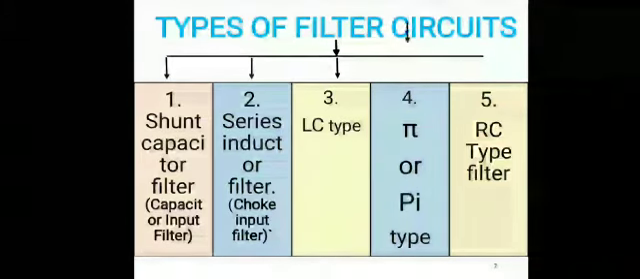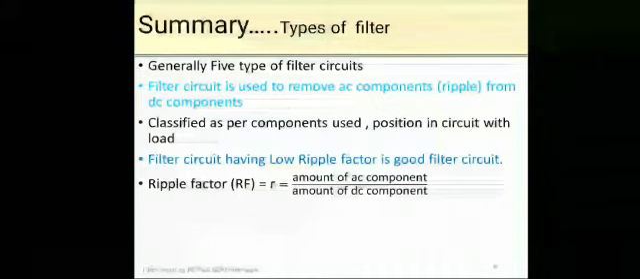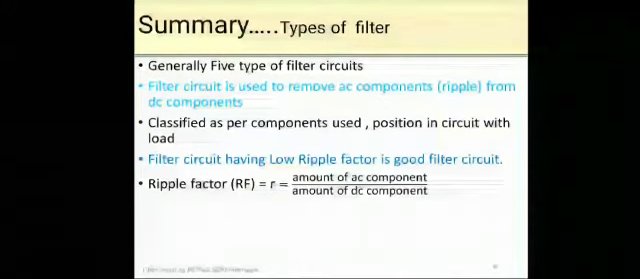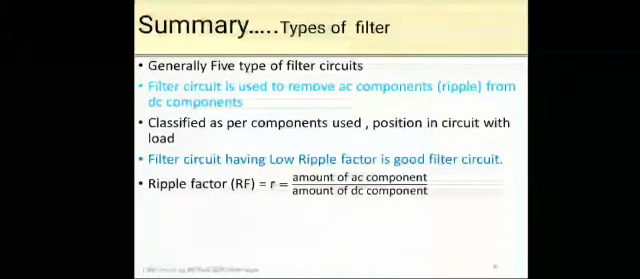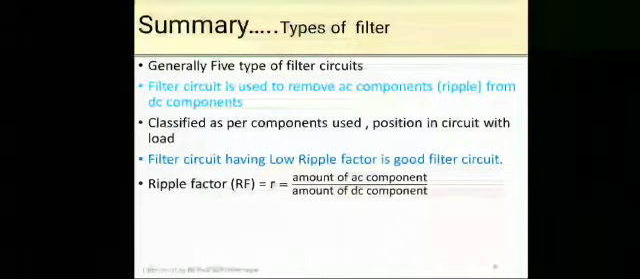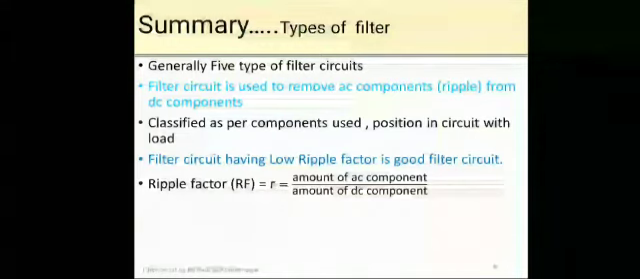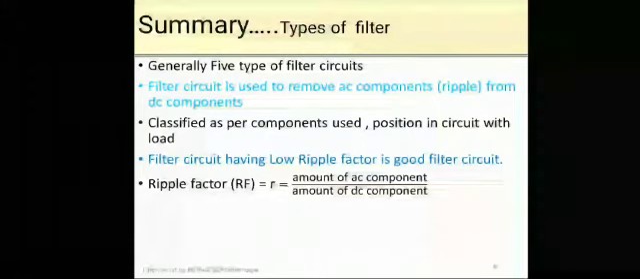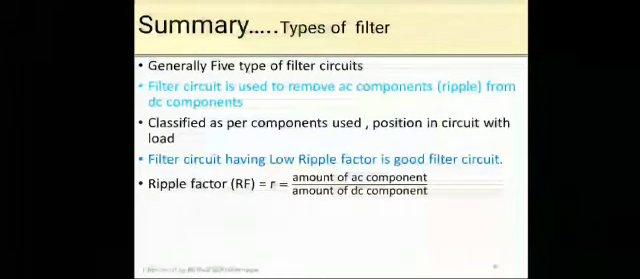We will move further. Summarize. We know the filter circuit is used to remove the AC component, or we can say the ripple, from the DC component. Filter circuits are classified by the components used and their position in the circuit with the load. Shunt capacitor means one capacitor is used in parallel with the load resistor. Series inductor type filter means an inductor is used in series with the load resistor. Likewise, LC type, which has one inductor and one capacitor, or pi type filter or RC type filter. That is the component used and the position in the circuit.